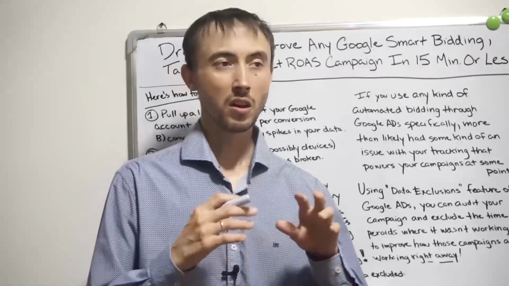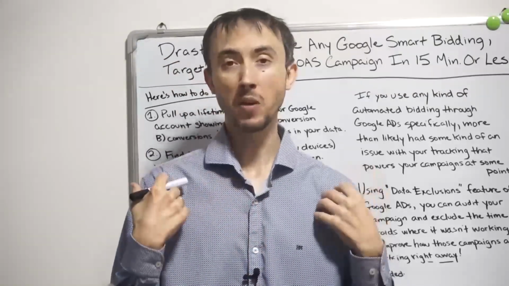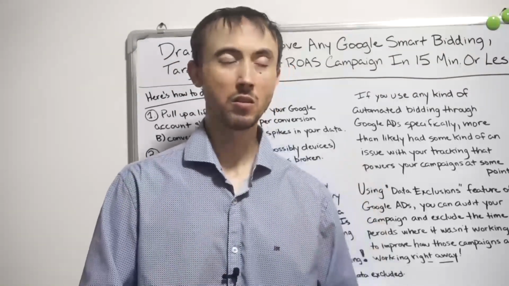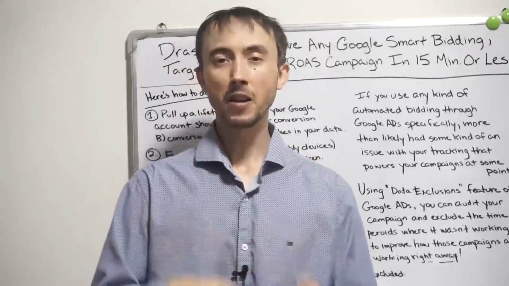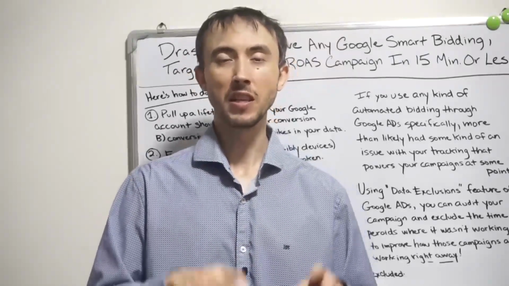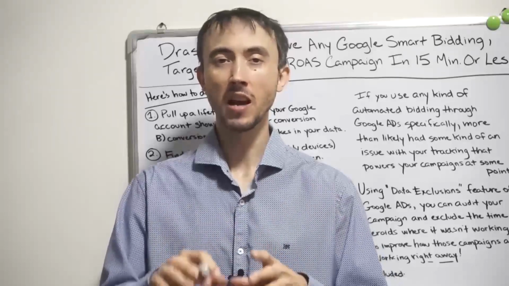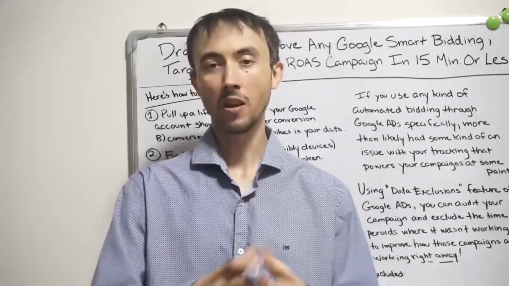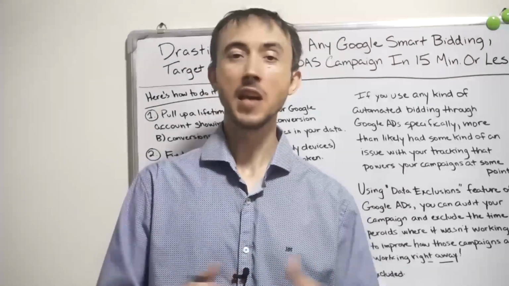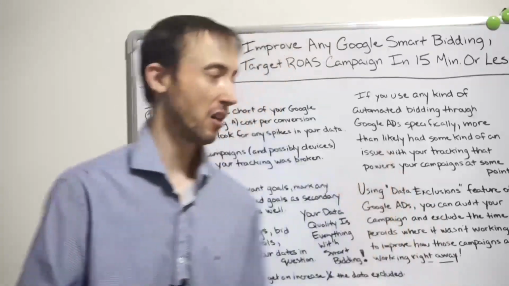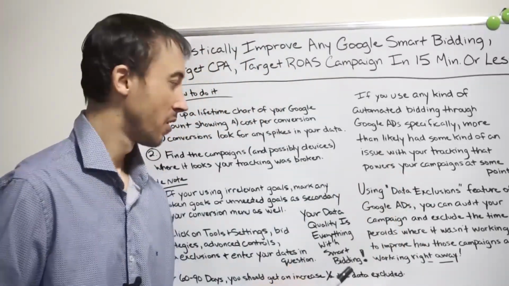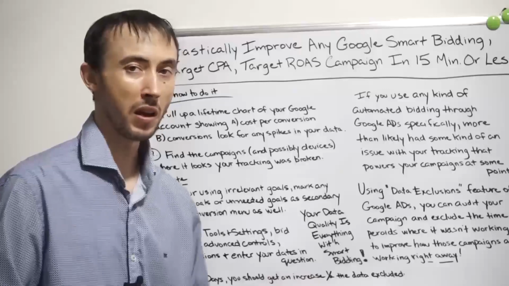So if it were my business, which I do for our own business too, get offline conversion tracking set up for your business so that the algorithm can get you what you want, because it can only work off of the data you give it. The quality of your data is everything with smart bidding.